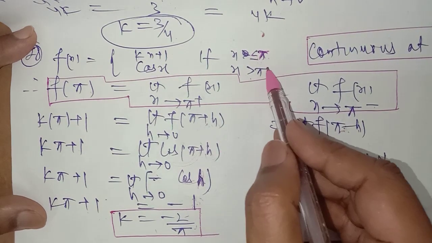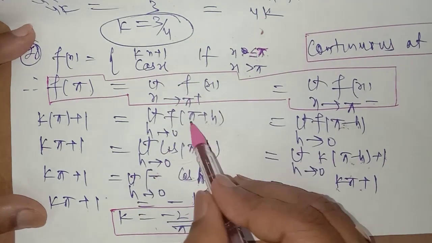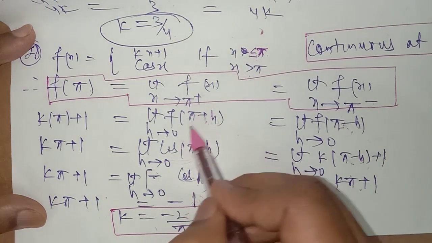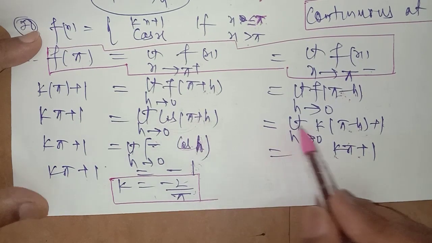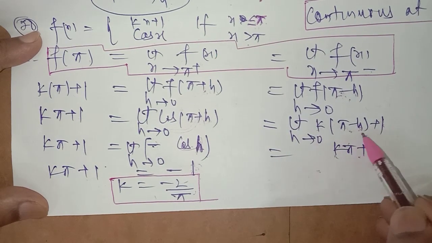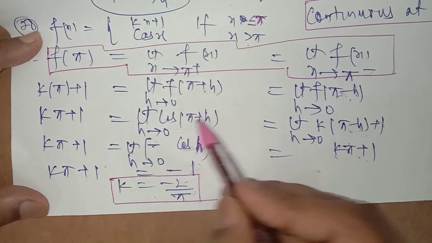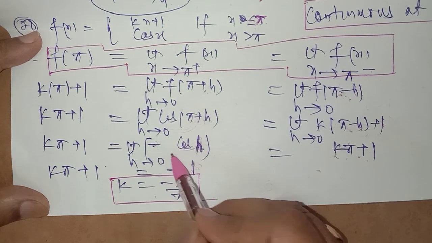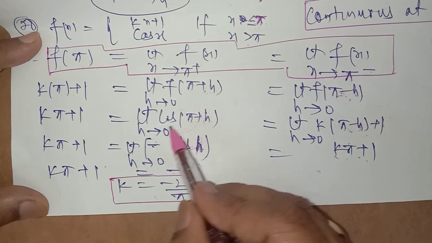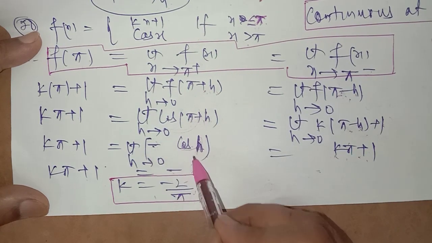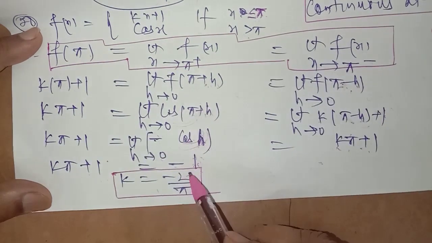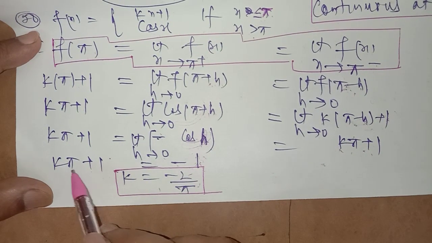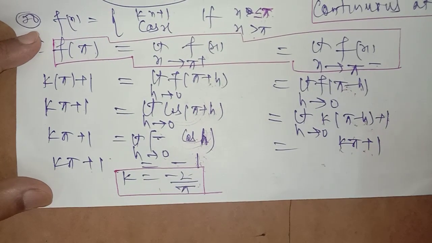Now pi plus h is greater than pi, so we'll use this function, and in place of x, replace pi plus h. Pi minus h is less than pi, so we'll use this function, and in place of x, replace pi minus h. See it very carefully. So taking the limit as h goes to 0, it will be k pi plus 1, and the other is equal to cos pi, and cos pi is equal to minus 1. Or you can solve like this: cos(180 plus theta) is equal to minus cos theta, and when you take the limit as h goes to 0, cos 0 is equal to 1, so the value of this limit comes out to be minus 1. So when you solve this, k pi plus 1 is equal to minus 1, so k will be equal to minus 2 upon pi.